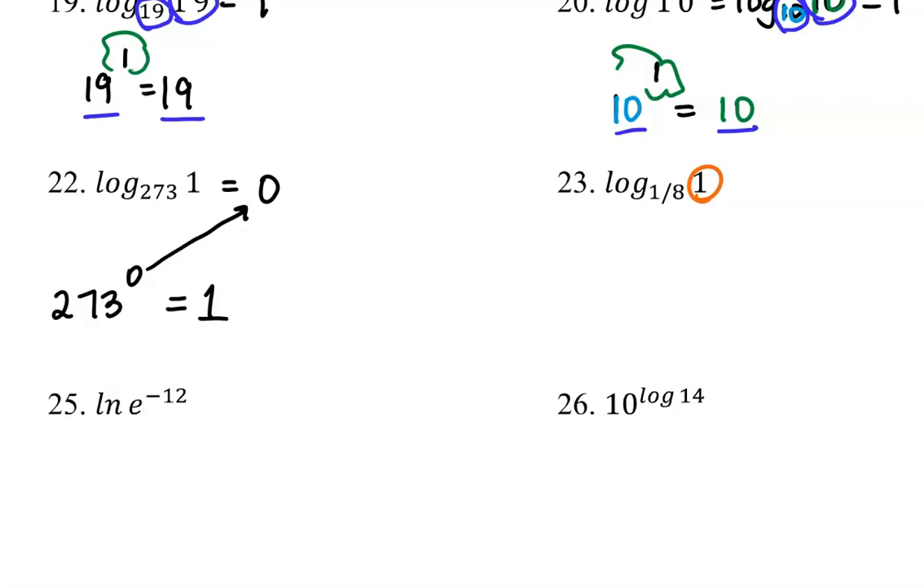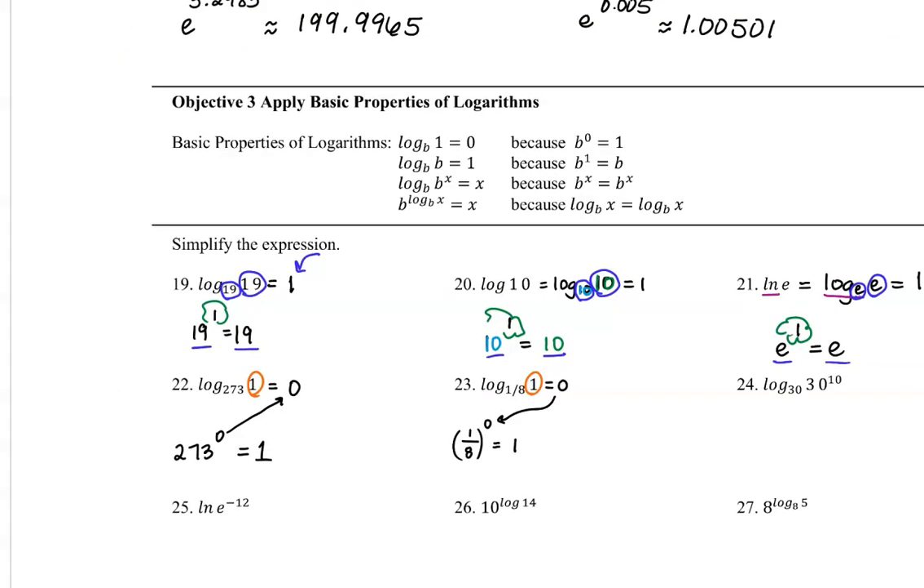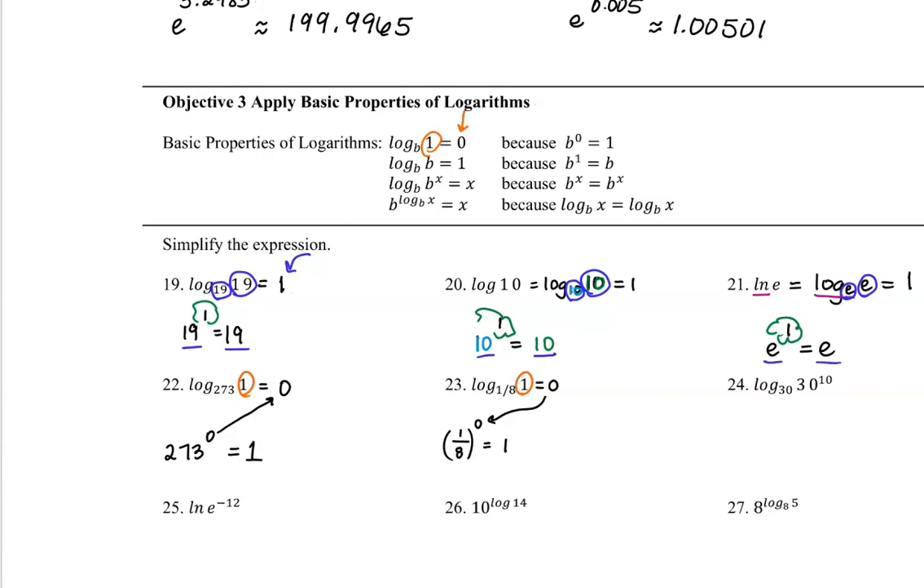So in number 23, I'm looking for what exponent goes on the base of 1/8 in order to give me the 1 that's on the inside of the logarithm. And again, that exponent is equal to 0, because anything raised to the 0 power is equal to 1. Because anything raised to the 0 power will give us 1, that means anytime we have 1 on the inside of the logarithm, it will be equal to 0. Because if 1 is what's on the inside of the logarithm, that's what you're trying to get the exponential equation to be, and that means that the exponent was 0.